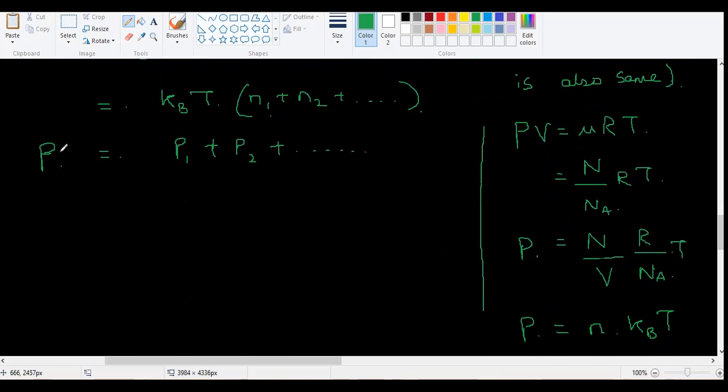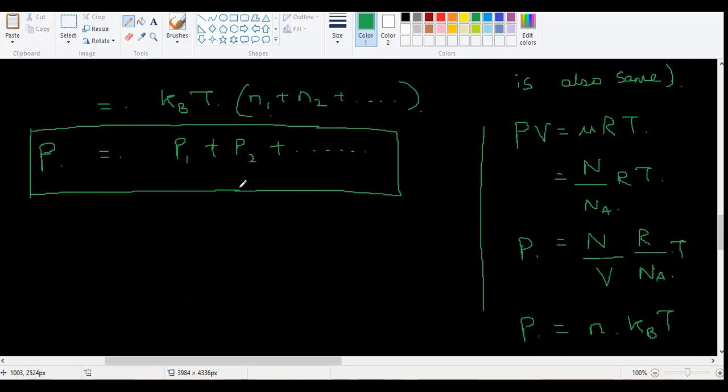So anybody remember your Dalton's law of partial pressures from your chemistry? Anybody? You studied this or not? Nobody has studied this? Yes, no? Uzma, what did you say? Have you studied this in chemistry or not? Yes, sir. Okay.